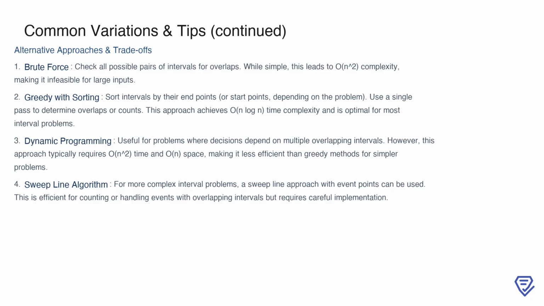For more complex problems where decisions depend on multiple overlapping intervals, dynamic programming can be useful. However, this approach typically has O(n²) time and O(n) space complexity, which makes it less efficient than greedy methods for simpler scenarios. Lastly, the sweep line algorithm can handle more intricate interval problems. By processing event points and counting overlaps dynamically, this method is efficient for certain applications but requires careful implementation to manage edge cases and avoid errors.